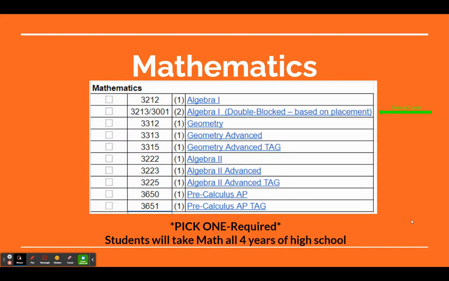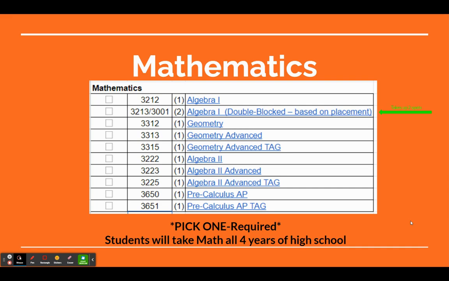Next, we're going to talk about math. So math depends on the math you're in. If you're sitting in 8th grade math this year, you're going to be taking Algebra 1 or Algebra 1 double blocked. Algebra 1 just takes up one class period, and you'll go to math every other day.